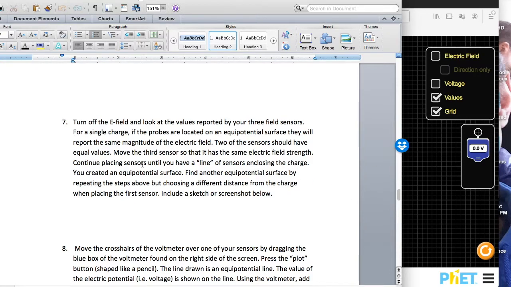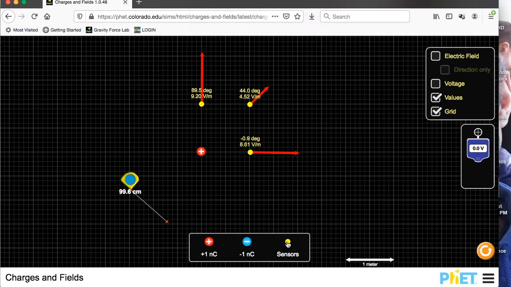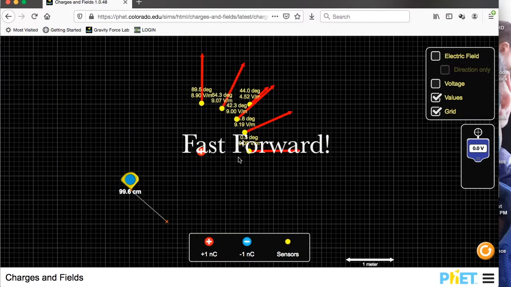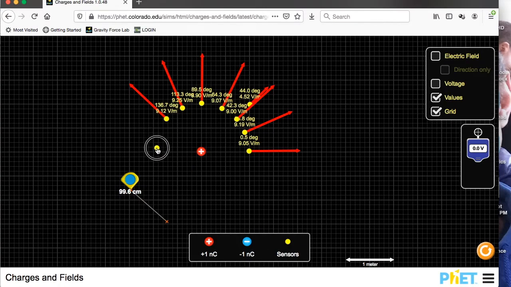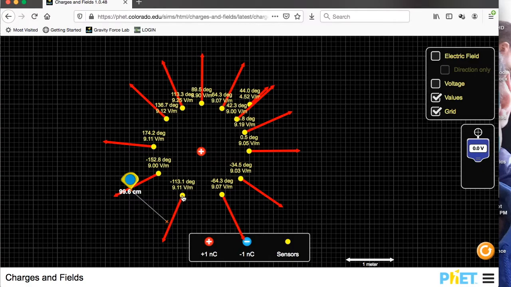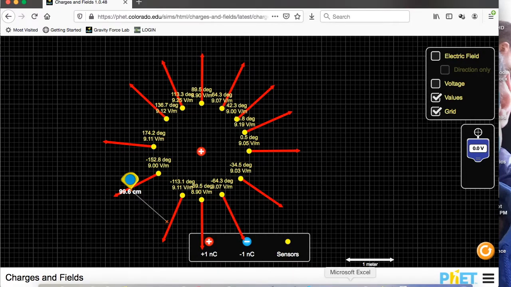It's saying place a line of sensors that enclose the charge, creating an equipotential surface. And then we're going to sketch it when we're done. So we're going to try to get a bunch of them that are at or about 9. Well, that was pretty good. That makes a pretty nice round circular shape. We have an equipotential surface.